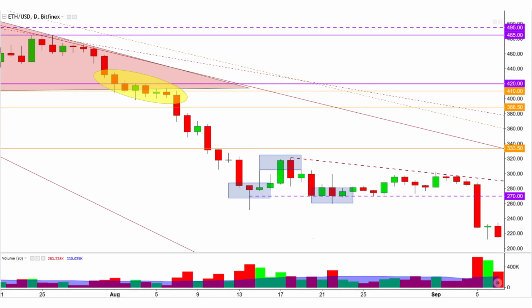Another descending triangle, but one that would have been more difficult to identify due to being smaller. Identifying the minor downswings from late August into September would have been more difficult without more extensive experience with candlestick charting.